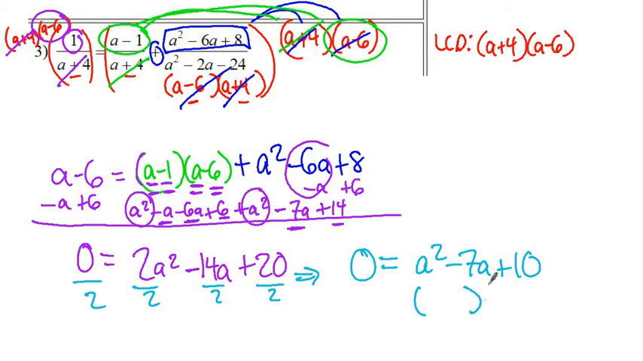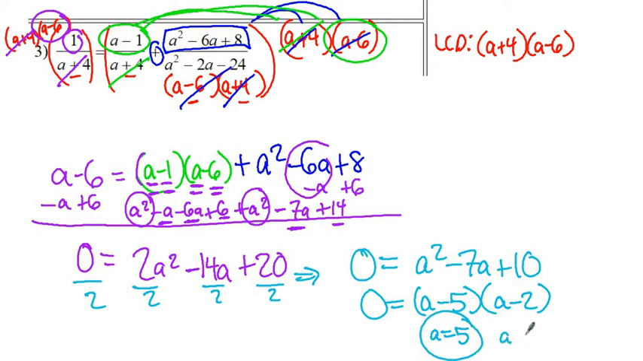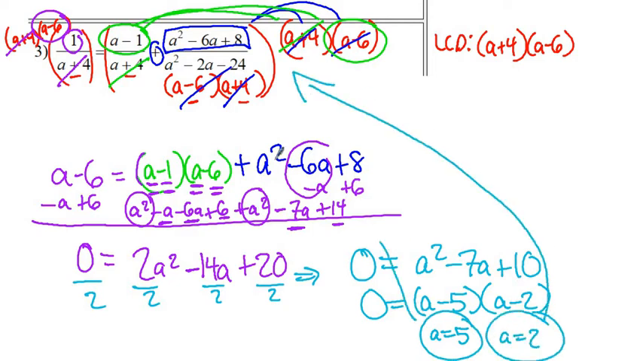Now we can factor this. What multiplies to positive 10 but adds to negative 7? That would be a minus 5 times a minus 2. And if we solve that, we get a equals 5. And if we solve this, we get a equals 2. We should plug them both back in right here. And I will leave that to you to check it, but I have checked it already. And when we plug both of those in, we do get both of those answers being valid. Neither of them are extraneous.